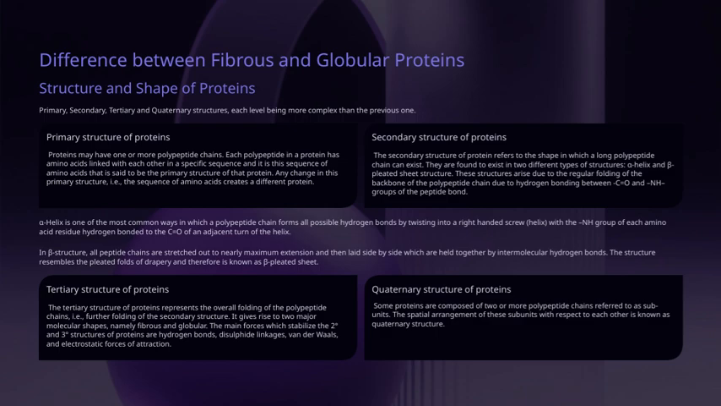And to wrap up, there's a key difference between fibrous and globular proteins. Fibrous proteins are usually long, thread-like, and provide support and structure, while globular proteins are more compact, rounded, and often serve as enzymes or transport molecules. Each type has a unique role based on its shape and structure.